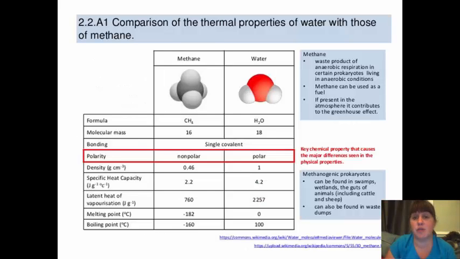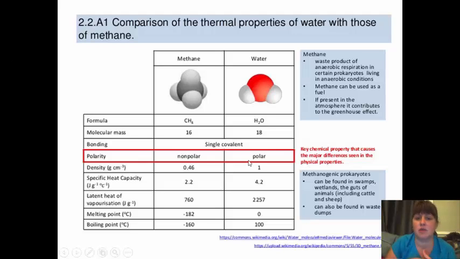So the last thing we want to do is compare the thermal properties of water with those of methane. And why do we want to do that? Well, water and methane are both very small molecules, and they're both molecules with atoms that are linked by single covalent bonds. A methane is a central carbon surrounded by 4 individual covalently bonded hydrogens, and then water is our central oxygen with 2 hydrogens covalently bonded to it. But the water is polar and can form hydrogen bonds. Methane, on the other hand, is a nonpolar molecule and can't form hydrogen bonds.